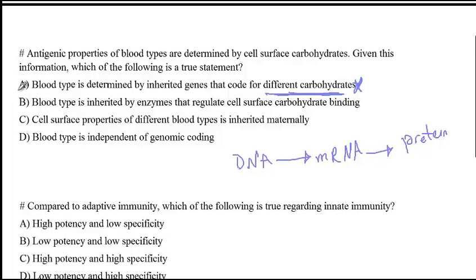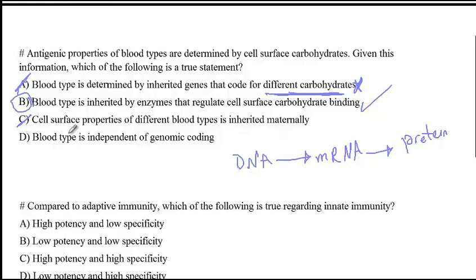Choice B, blood type is inherited by enzymes that regulate cell surface carbohydrate binding. That is correct. Cell surface properties of different blood types is inherited maternally. No, it's inherited by both father and mother. We just discussed that the conditions that are being inherited maternally are mitochondrial disorders, but all other genes are being inherited by mother and father.